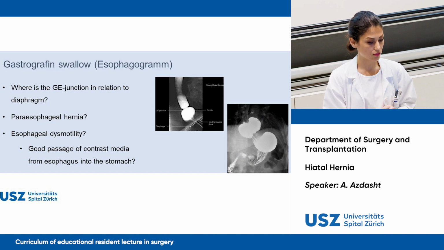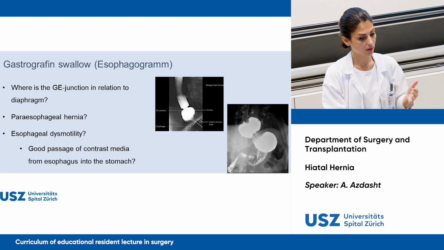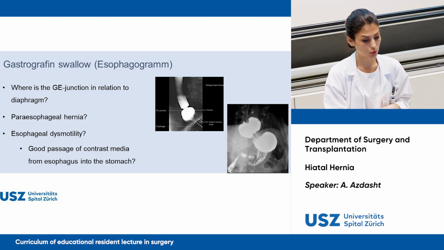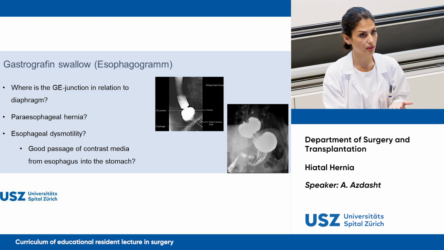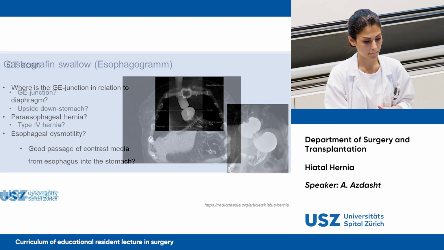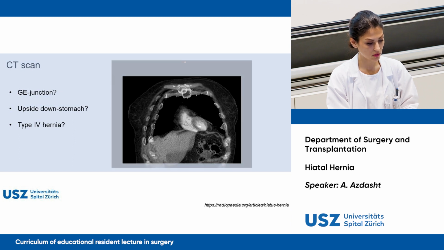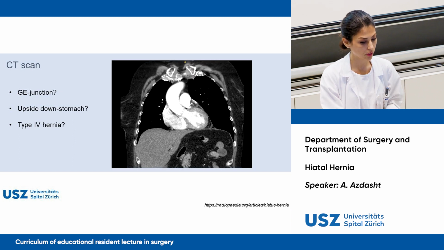We also do a gastrografin swallow, and here we can take a look whether the gastroesophageal junction is above or below the diaphragm. Do we have any paraesophageal hernias? Or do we find any dysmotility, or do we have a good passage of the contrast media? We can also go for a CT scan, where we find an upside down stomach or a type 4 hernia.